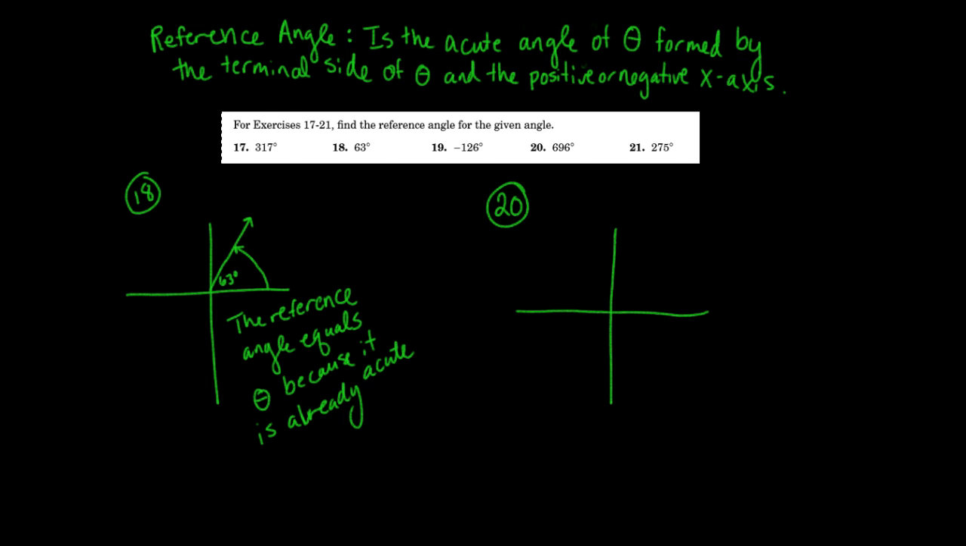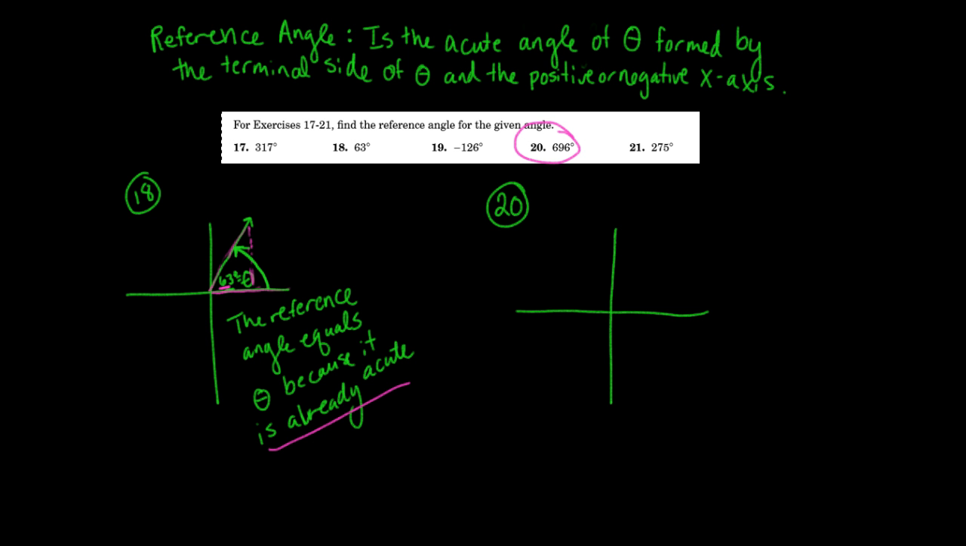So for number 18, you have an angle of 63 degrees. So what I do is I draw my angle, 63 degrees. That's theta. The thing is that theta is already an acute angle. But just to show you, you could drop a perpendicular. The angle that's formed between the x-axis and this terminal side is 63 degrees, and that's the acute angle, and that's the definition of a reference angle. So it's the same.